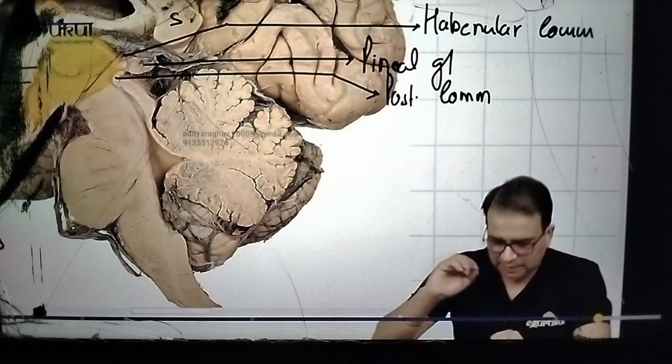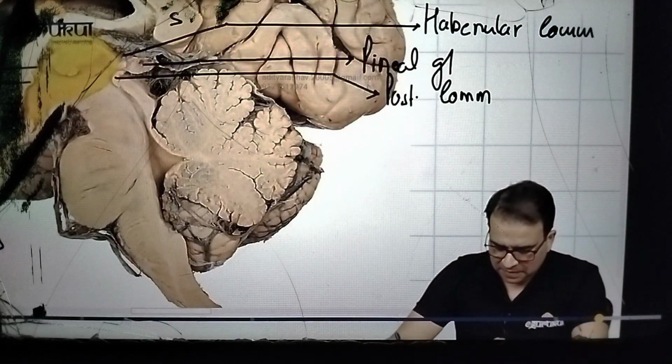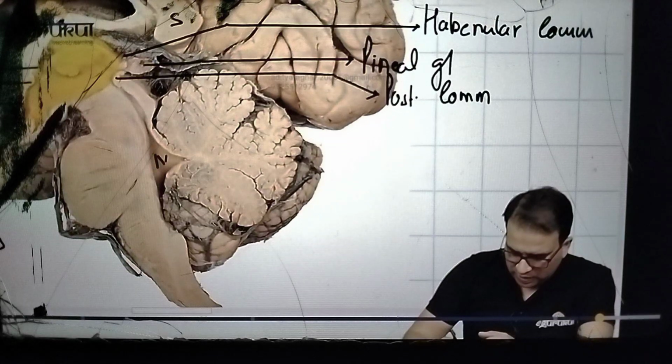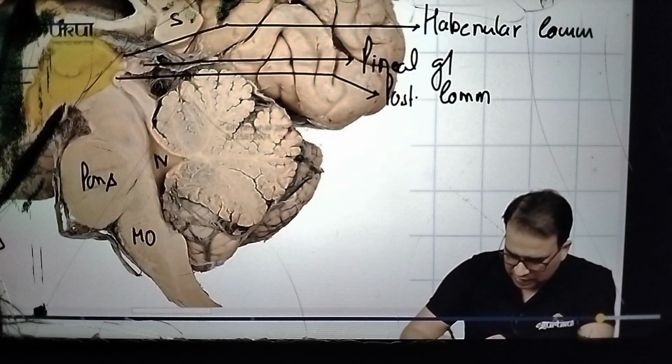It's the habenular commissure present in the superior lamina of the pineal gland. And just below the posterior commissure, guys, if we already said this is the third ventricle, this we already know it is the fourth ventricle, which is present behind the pons, right? That's the pons here, this is the medulla oblongata, that is the cerebellum, this is the midbrain.